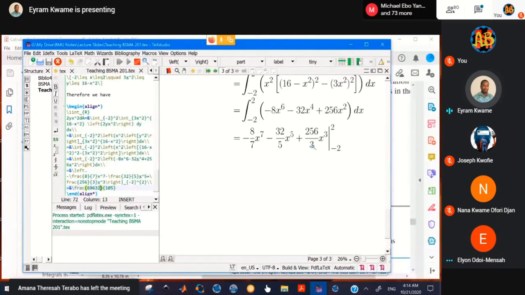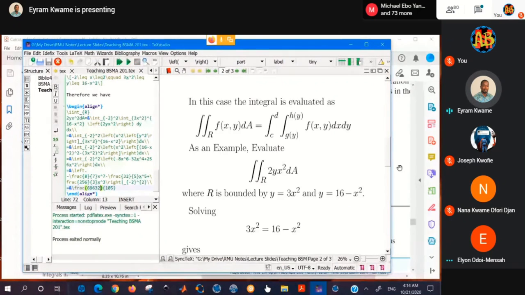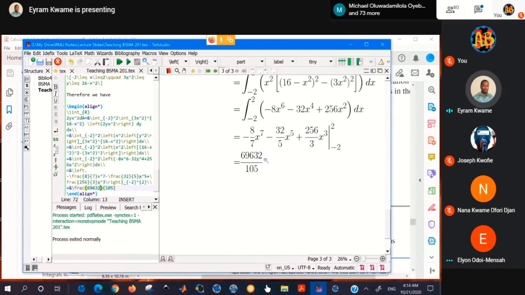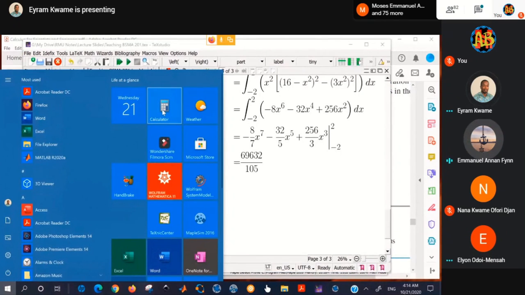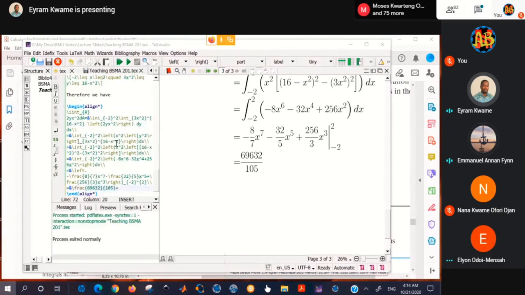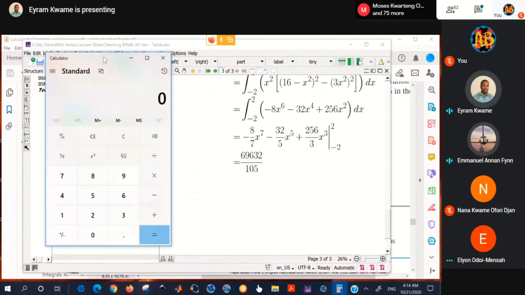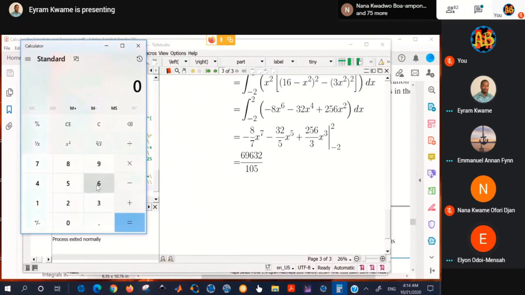Yeah, so if you integrate this and use the limits, we are expected to get this: 69632/105. If we evaluate that, I'm not sure what it is. When you evaluate this, what do you get? Sir, I'm listening. I've seen a mistake. Please draw our attention to the mistake.